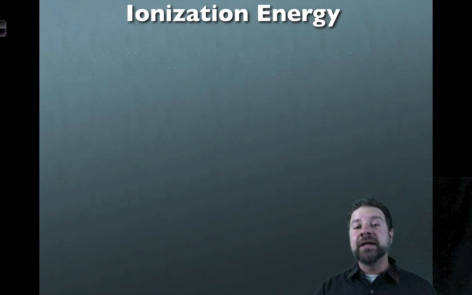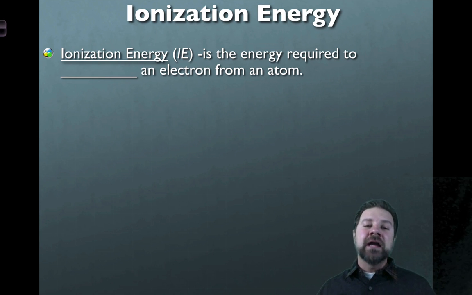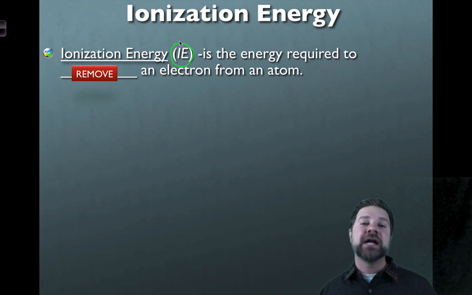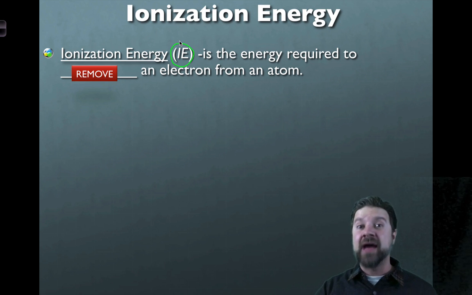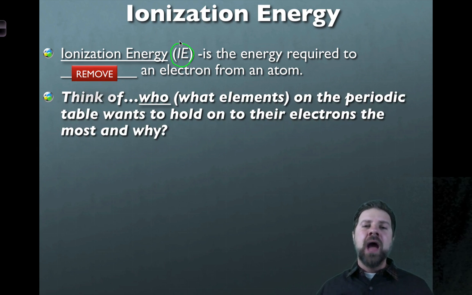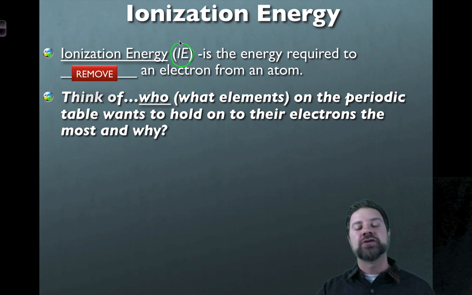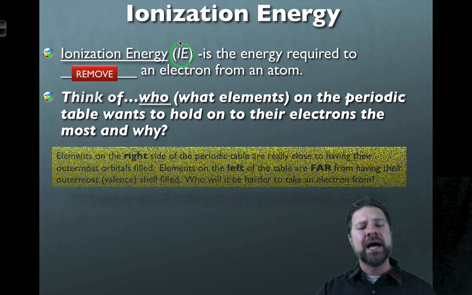Next trend, ionization energy. The ionization energy, also known as IE for short, is the energy required to remove an electron from an atom. So in other words, we're trying to take an electron away from an atom that has electrons around it. I want you to think of who. For example, what elements on the periodic table want to hold on to their electrons the most and why?